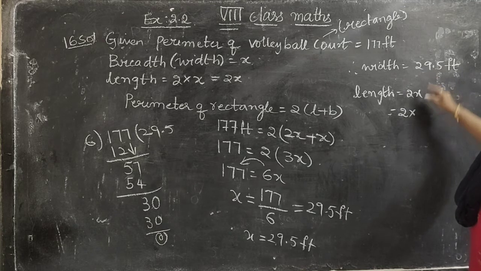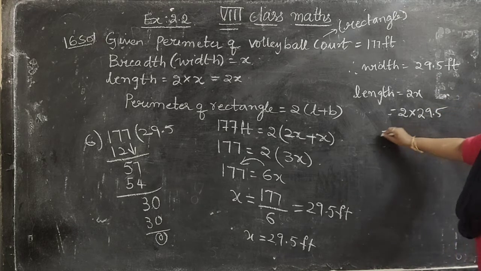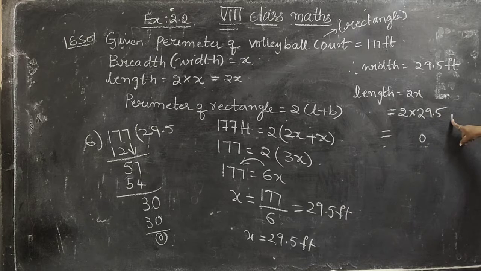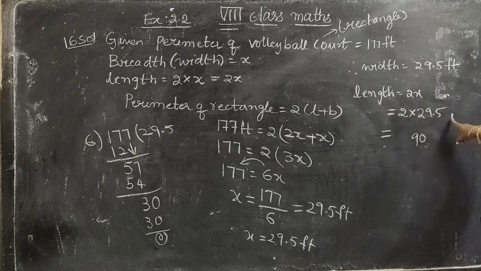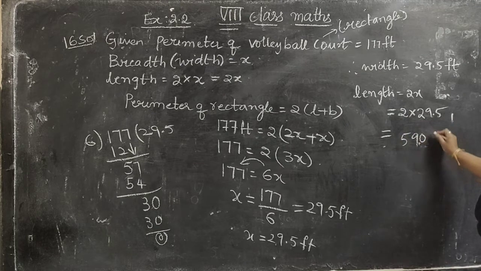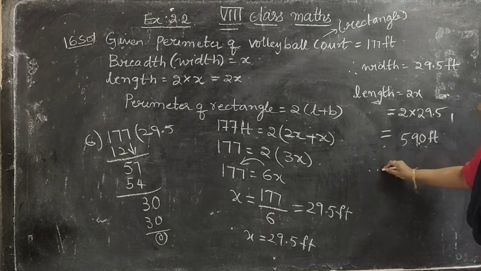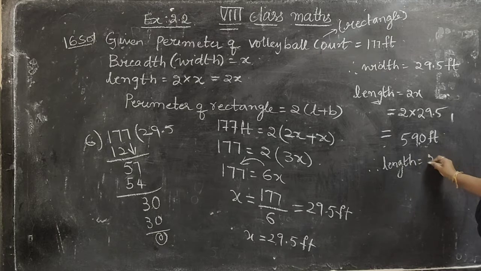The x value we got is 29.5. Now we multiply this. 2 fives are 10. 2 nines are 18, 18 plus 1 is 19. Again 1 nine. So 2 twos are 4, 4 plus 1 is 5. So what did you get here? 59 feet. Therefore the length value you got is 59 feet. So the length is 59 you got, and the width value is 29.5 feet.